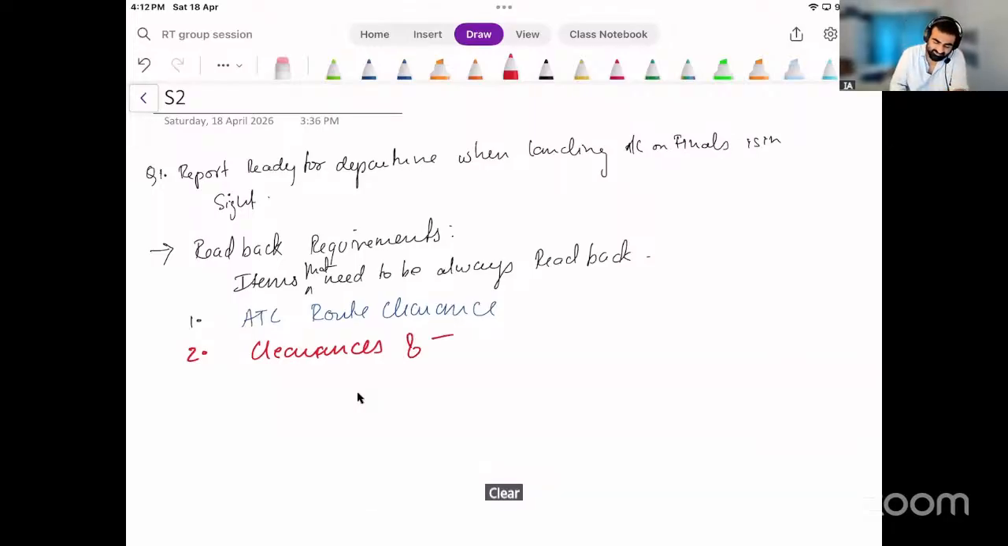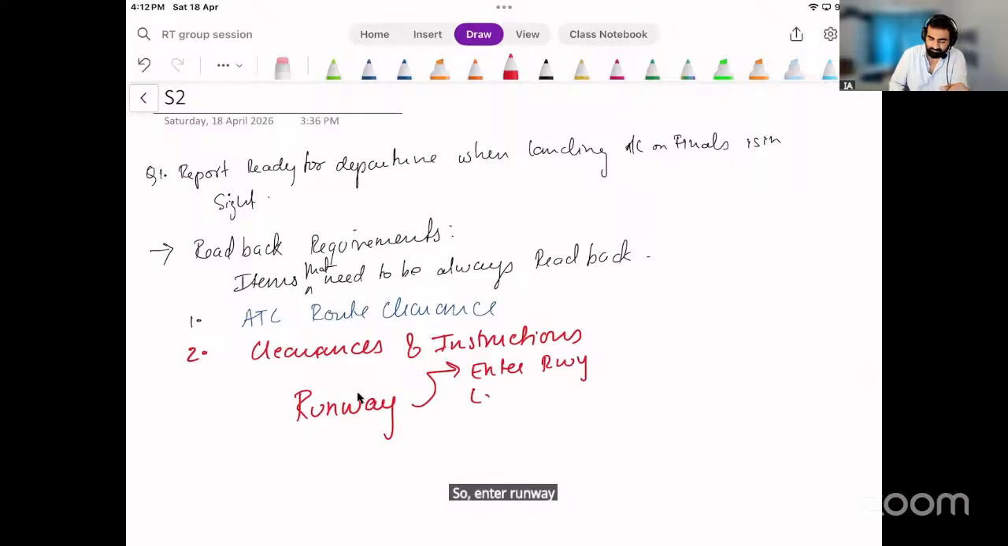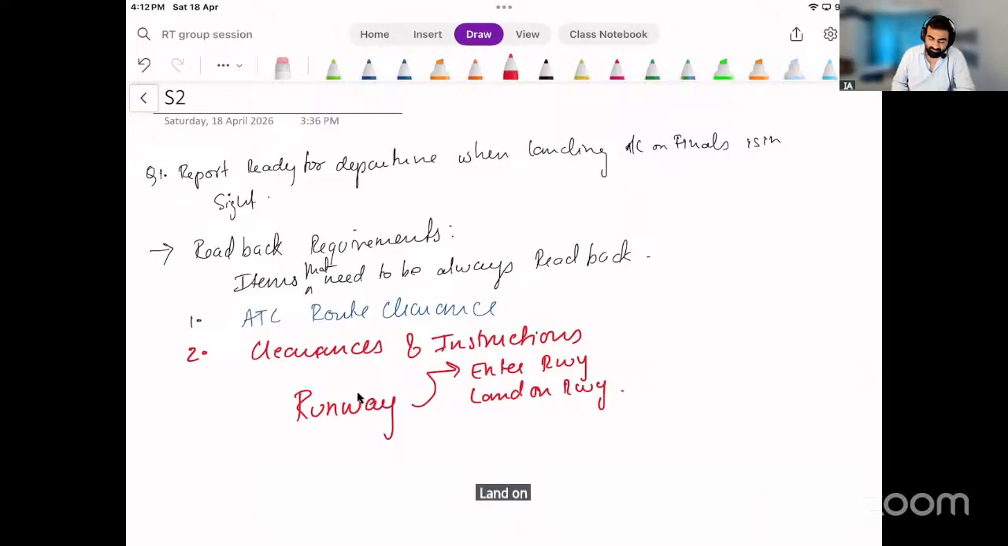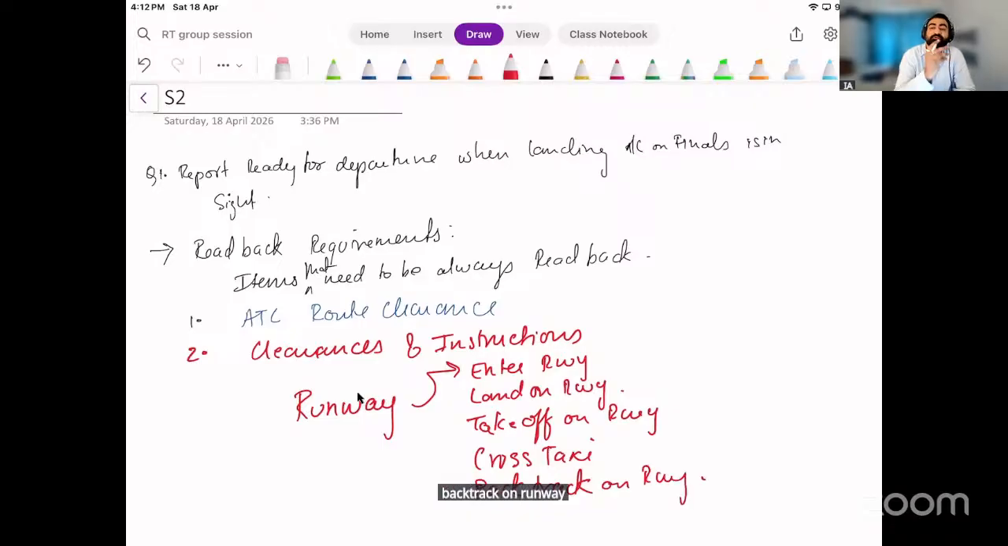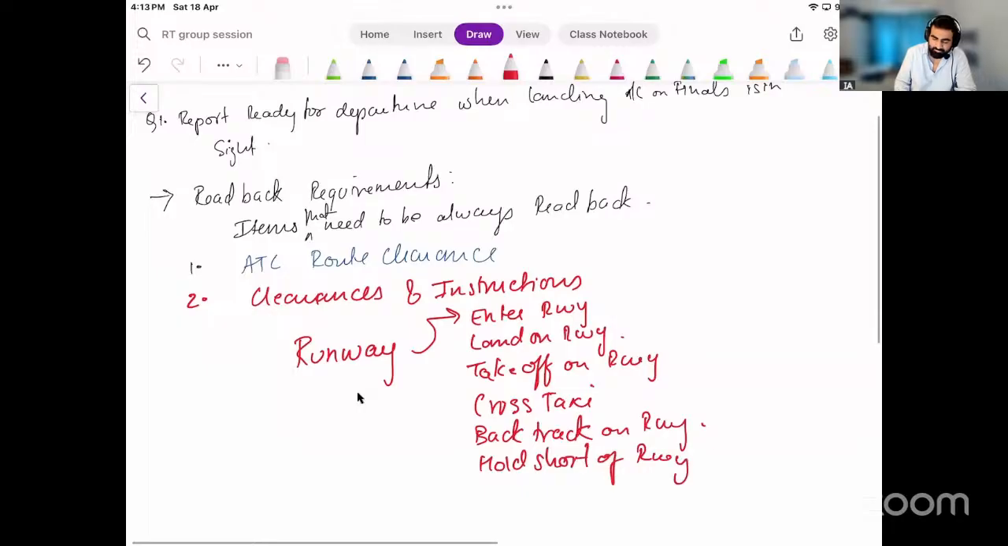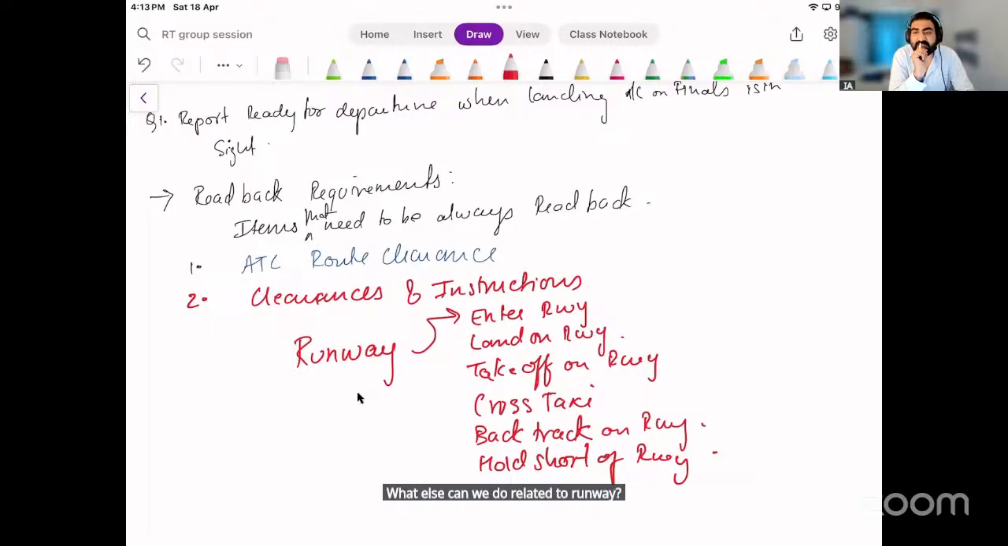So clearances and instructions related to any runway. So enter runway, land on runway. That's why whenever you are on finals, mention what's the name. Just be clear about which runway finals you're in. So those are the times when you have to be very clear. Land on runway, then take off on runway, cross taxi, backtrack on runway. What else? One more thing I said, hold short of runway. What else can we do related to runway? Cross, take off, land, enter, taxi, and backtrack.